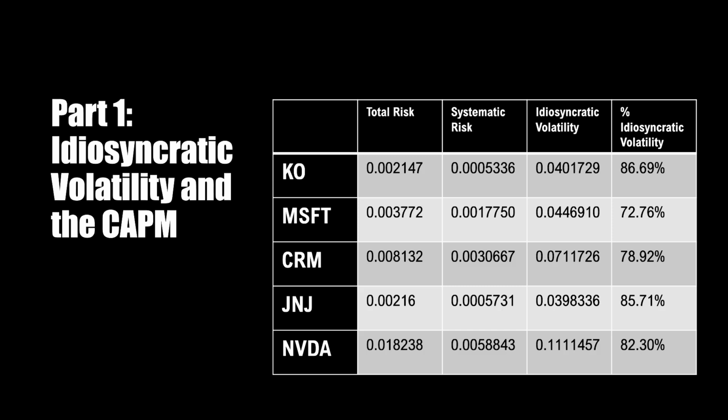KO is pushing 87%, while J&G is pushing 86%. Even Microsoft, which is considered a blue chip giant tech company, still has a 72.76% idiosyncratic volatility percentage. This implies that none of these stocks are eligible under the current portfolio, considering the constraints that we were given.